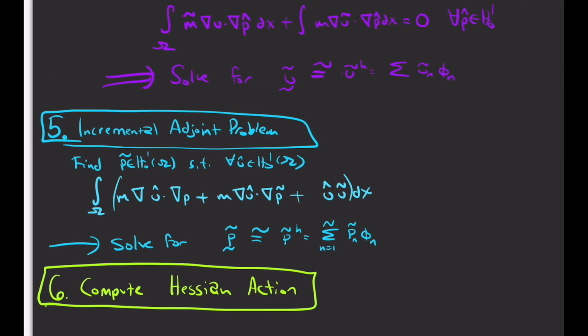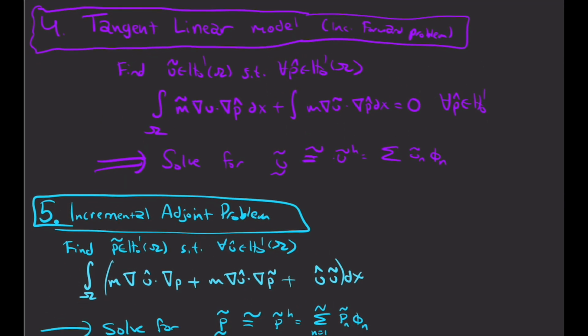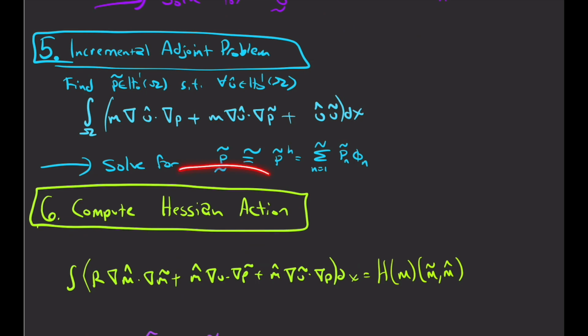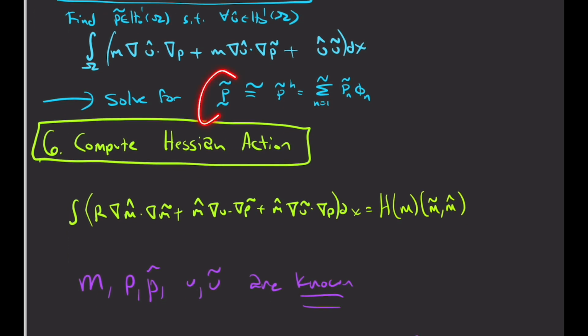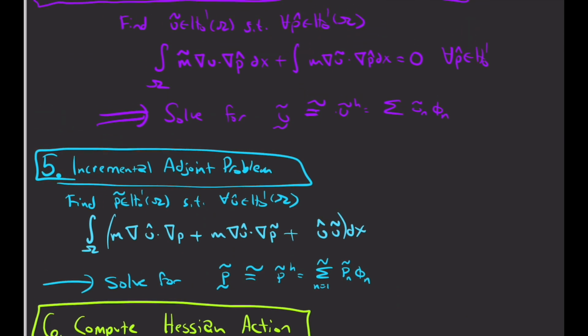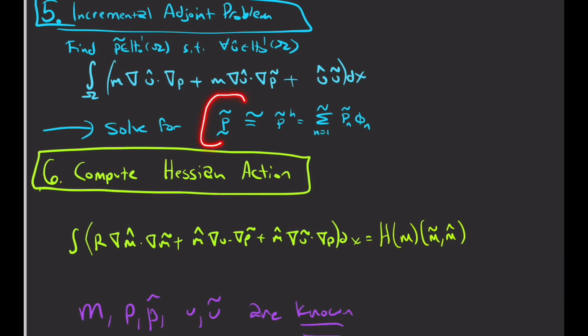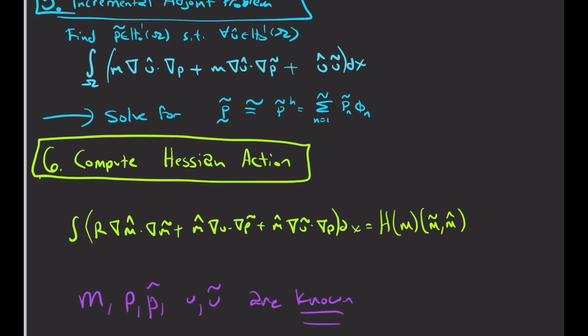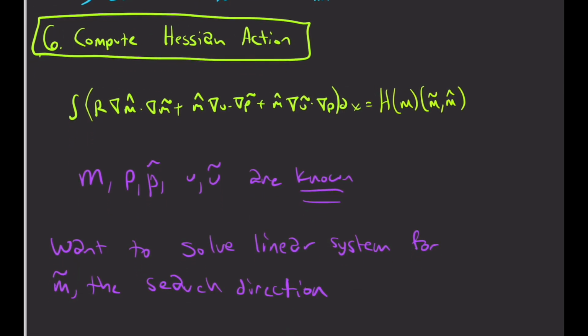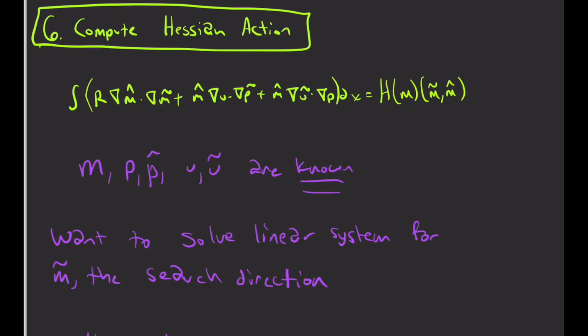Now, if you want to go through Hessian action, you solve the tangent linear model or the incremental forward problem, and this is what it'll look like. Again, you discretize just like before. Similar for the adjoint problem, you discretize, you solve for this p tilde. So this is our Lagrange multiplier u tilde. Solve for that in discretized form. Solve for p tilde in discretized form. And similar here, we compute the Hessian action.